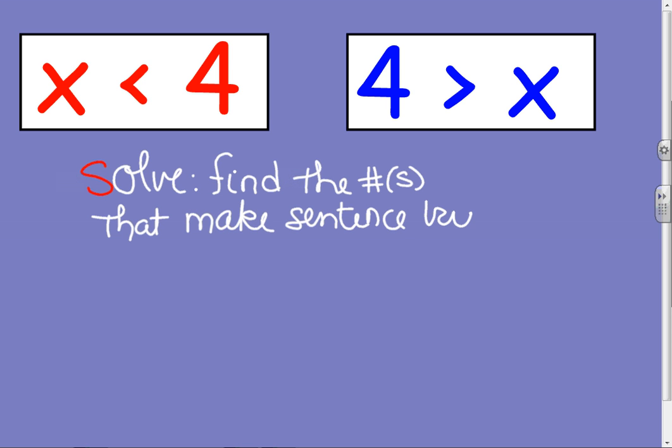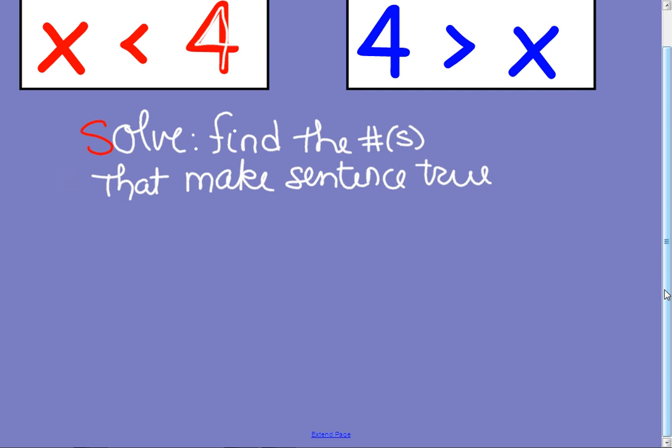So I'm looking at two inequalities. Are they the same or are they different? Well, they both have the same boundary point. This 4 here is the boundary where things will go from true to false. That's it. I mean, it's honestly that easy. So we put the 4 here.